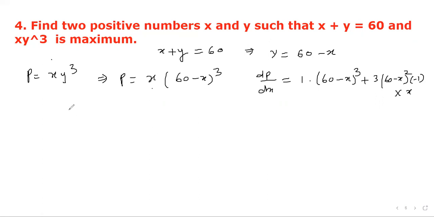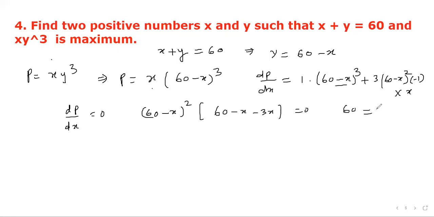Now we put the first derivative equal to 0, dp upon dx equal to 0. So from here, (60 minus x) whole square we can take common, then we will be left with (60 minus x), and from here minus 3x equal to 0. So x can't be 60, so 60 equal to 4x, from where x equal to 15. Then y will be 45.